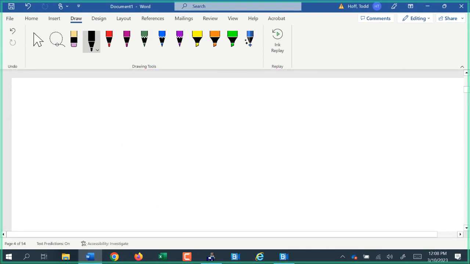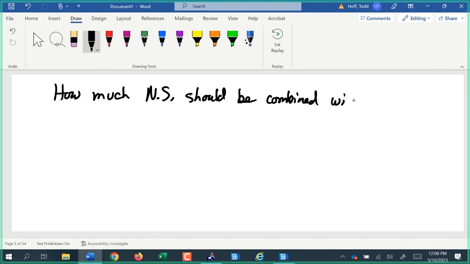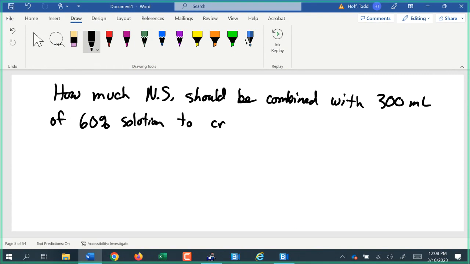Actually doing a dilution is a little bit more complicated. Here, if I ask how much neutral solution should be combined with 300 milliliters of 60% solution to create a 15% solution.